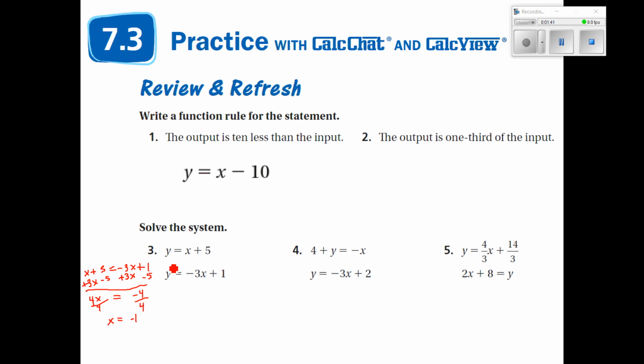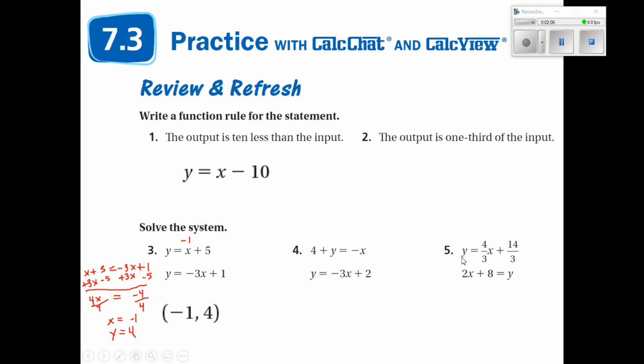Now I can place that in any of these. If x is negative 1, then negative 1 plus 5 is 4. 5 minus 1 is 4. So y has to equal 4. So I'm going to say that y equals 4. And let's see how I did with my answer. X is negative 1 and y is 4.